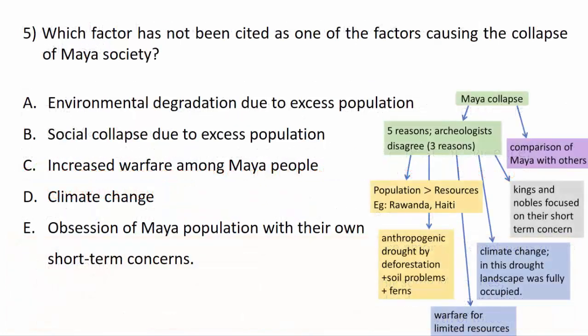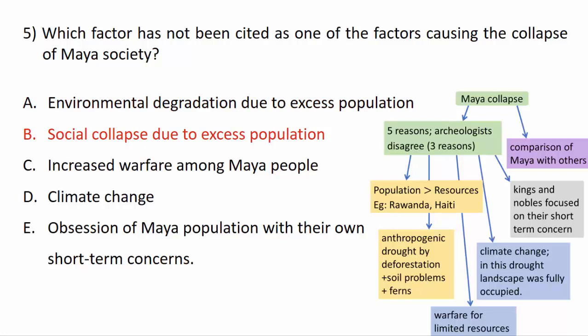Last question. Which factor has not been cited as one of the factors causing the collapse of Maya society? So basically we have to see which option we have not included in our 5 reason blocks of the flowchart. Option A, environmental degradation due to excess population. Yes, it was covered in the first and second strand. Population growth outstripped resources, which led to deforestation and soil erosion. So this option is incorrect.